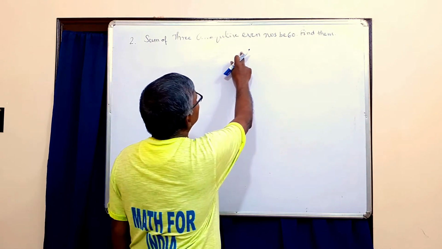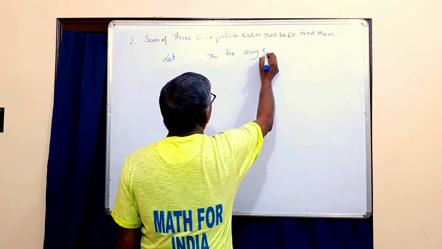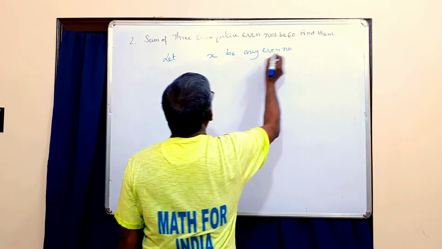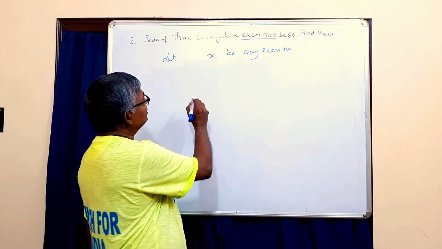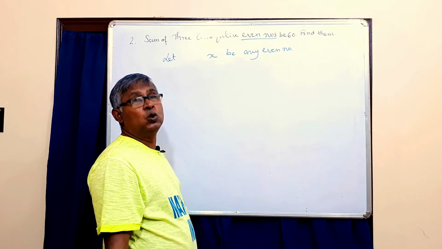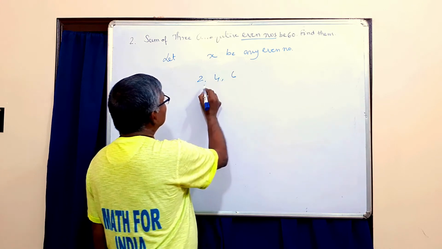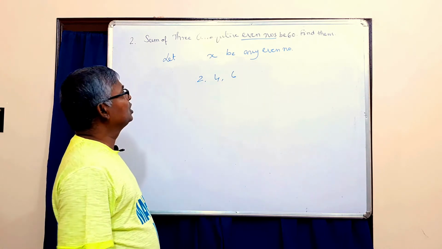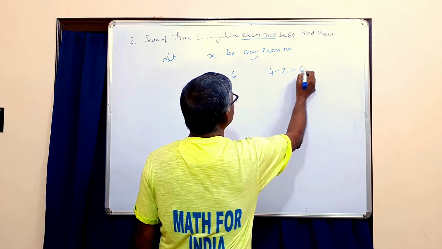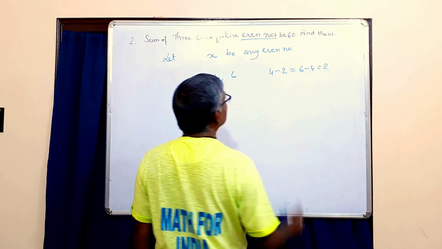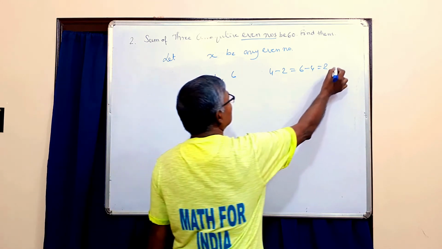The sum of three consecutive even numbers is 60. Find them. Let x be any even number. Here we discussed even numbers. You know the difference between two consecutive even numbers is 2, because 2, 4, 6 are consecutive even numbers. So what is the difference? 4 minus 2 equals 6 minus 4 equals 2. So the difference of two consecutive even numbers is always 2.